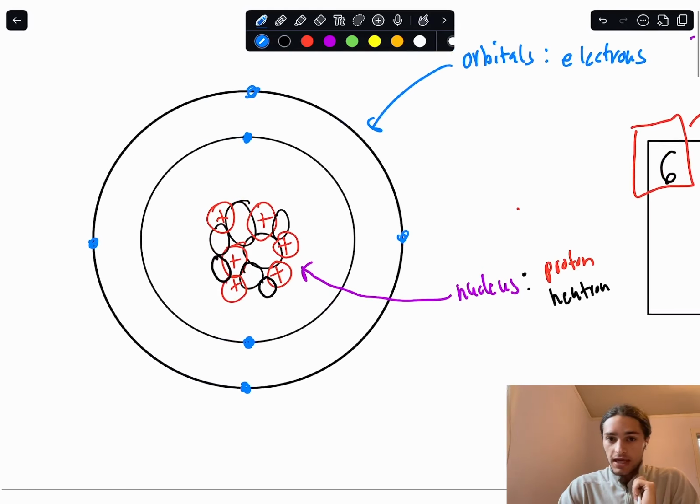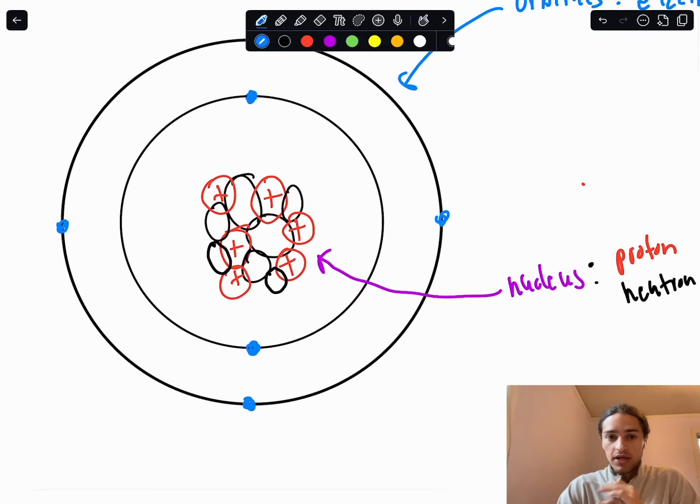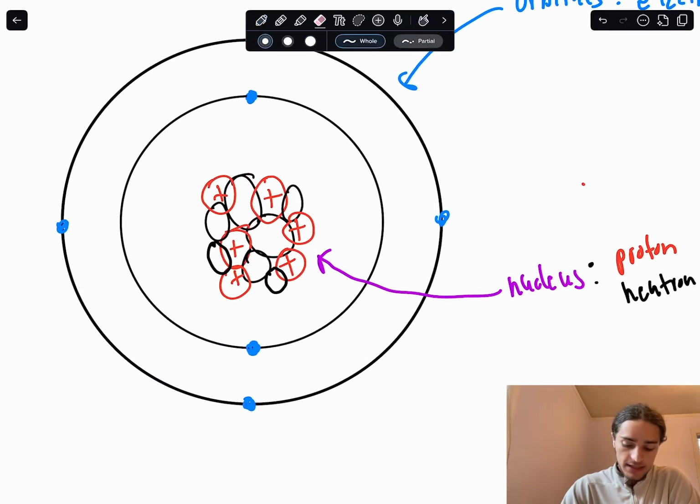So if we're looking at this carbon atom over here, we can see it has, sorry, that's 7, but I meant to have 6 neutrons and 6 protons. So if it's got 6 protons, that's how we know it's carbon, and the 6 neutrons is going to give it an atomic mass of 12.